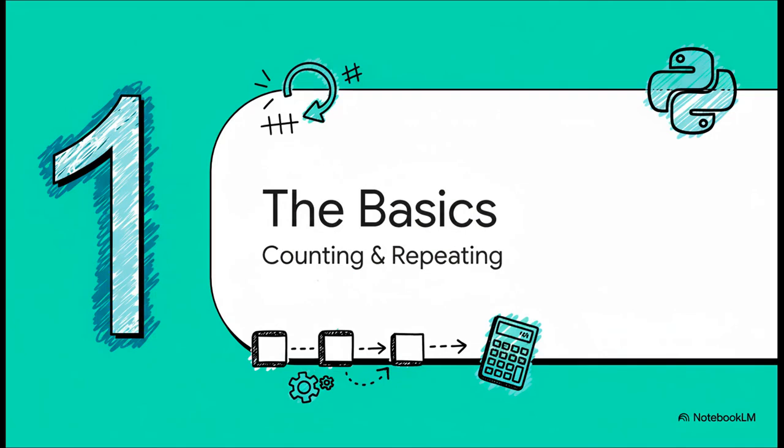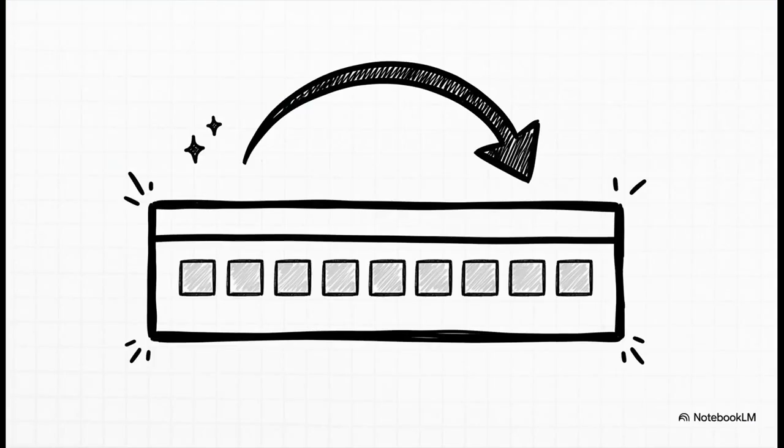Okay, let's start at the beginning. The most fundamental thing a loop can do is just count and repeat things for us. And to do that, we're going to use a handy little function called range. So here's our first task. It seems really simple, right? Just print the numbers from 1 to 10.